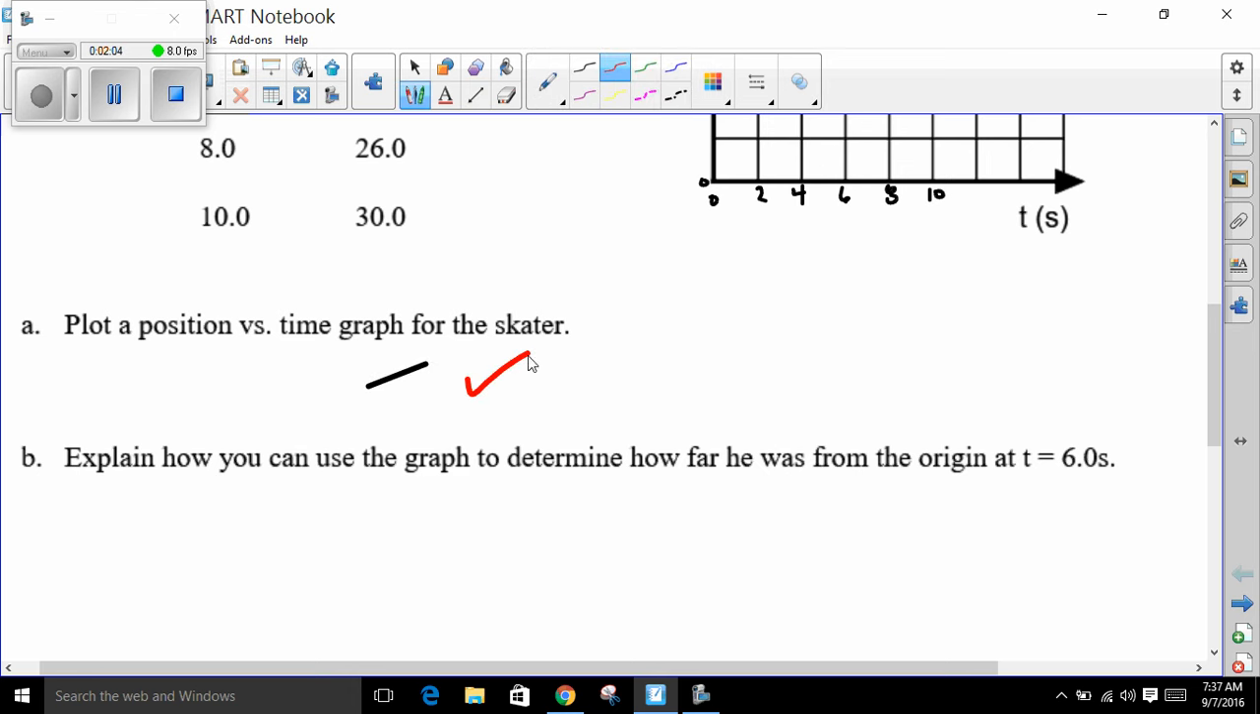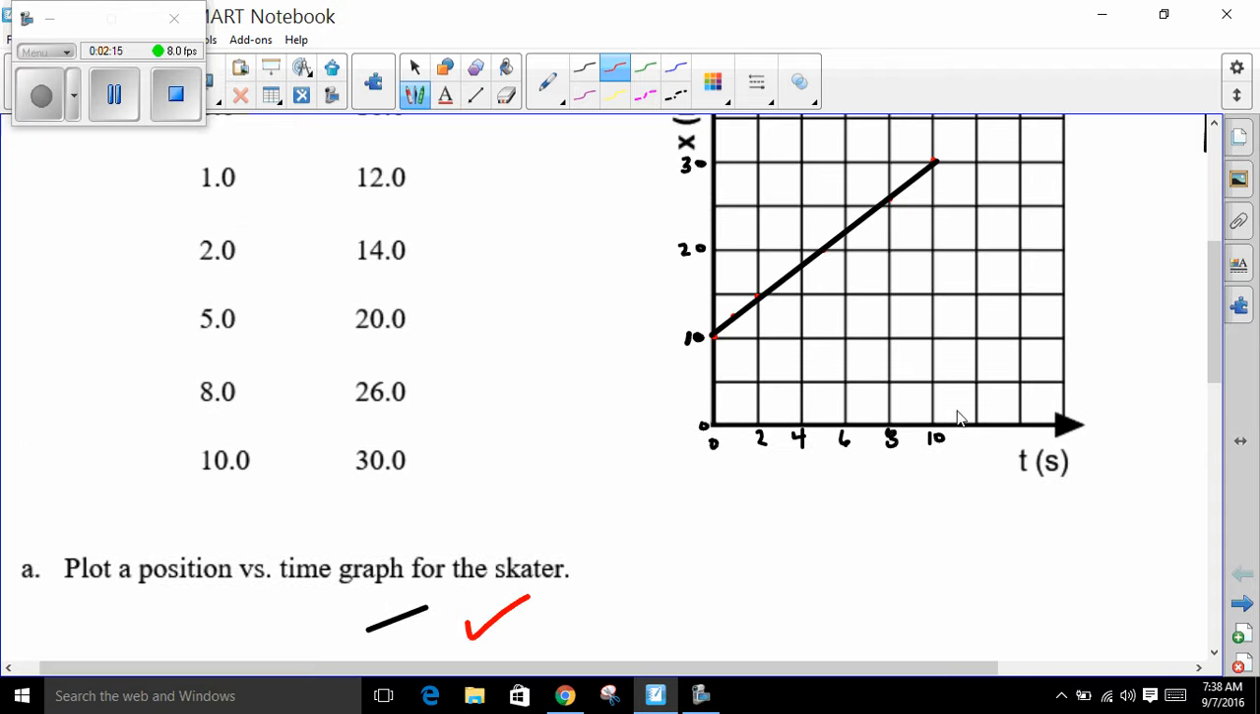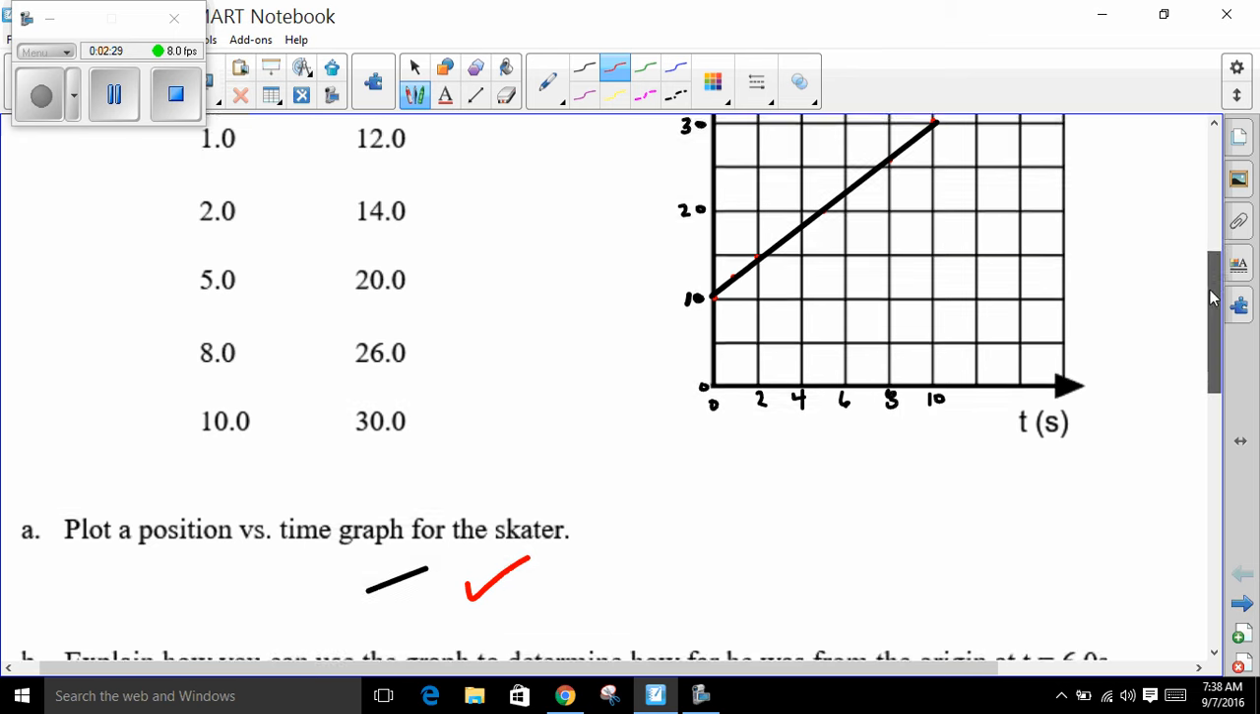Now I want to explain how you can use the graph to determine how far he was from the origin at 6 seconds. Okay, so at 6 seconds, there's a couple of ways that we could do this. We could write an equation for the best fit line, or we could just describe it. So at 6 seconds, you could write this.